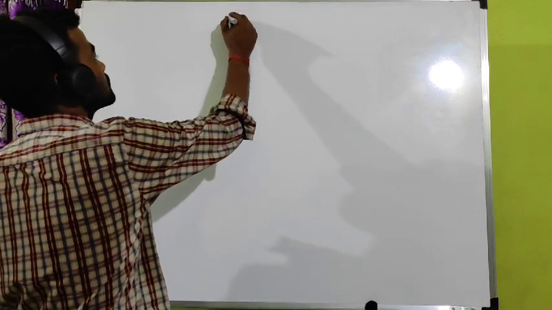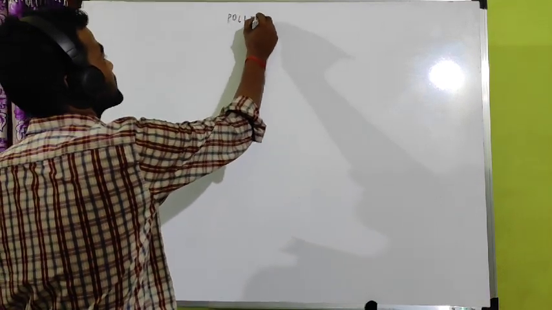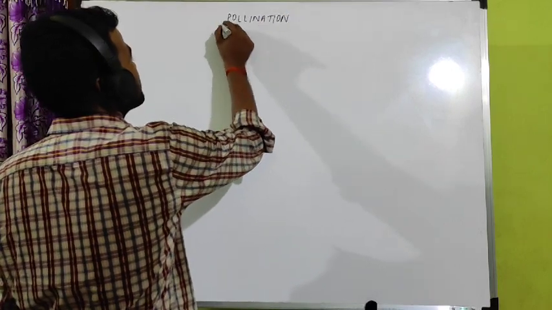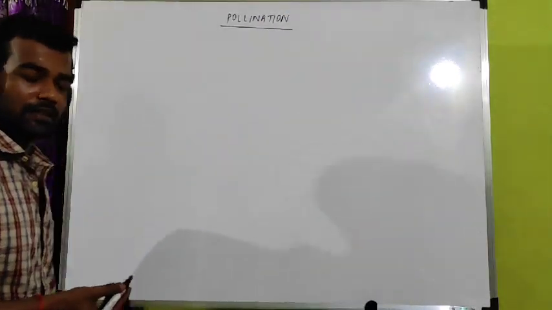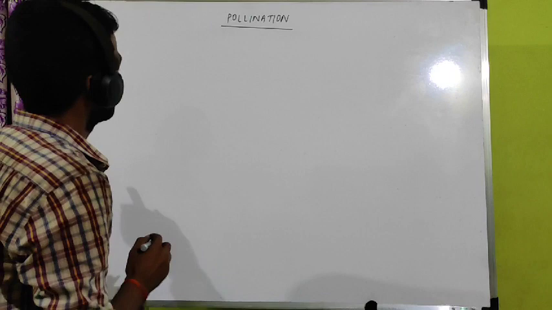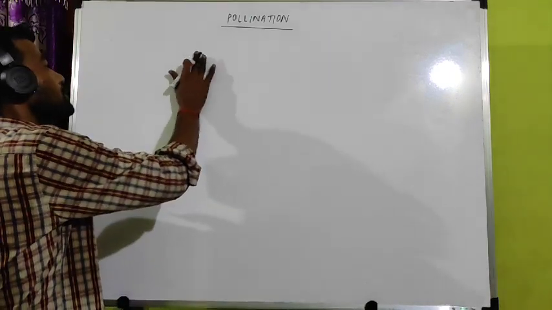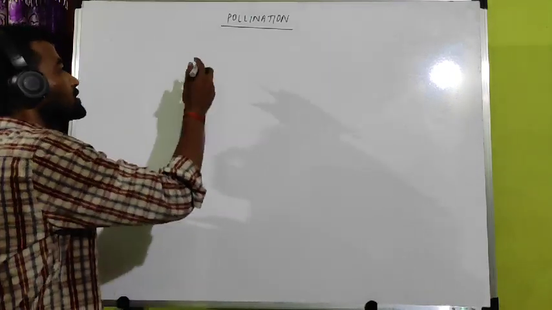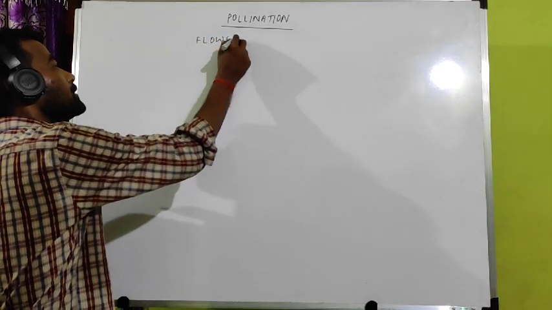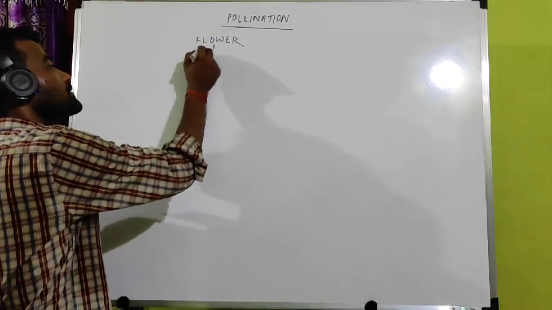Today we will discuss pollination. Already I have told you the definition. Pollination means transfer of pollen grain. But before going to pollination, we have to recall, not discuss, the flower and types of flower, which you have already discussed in the very first class.